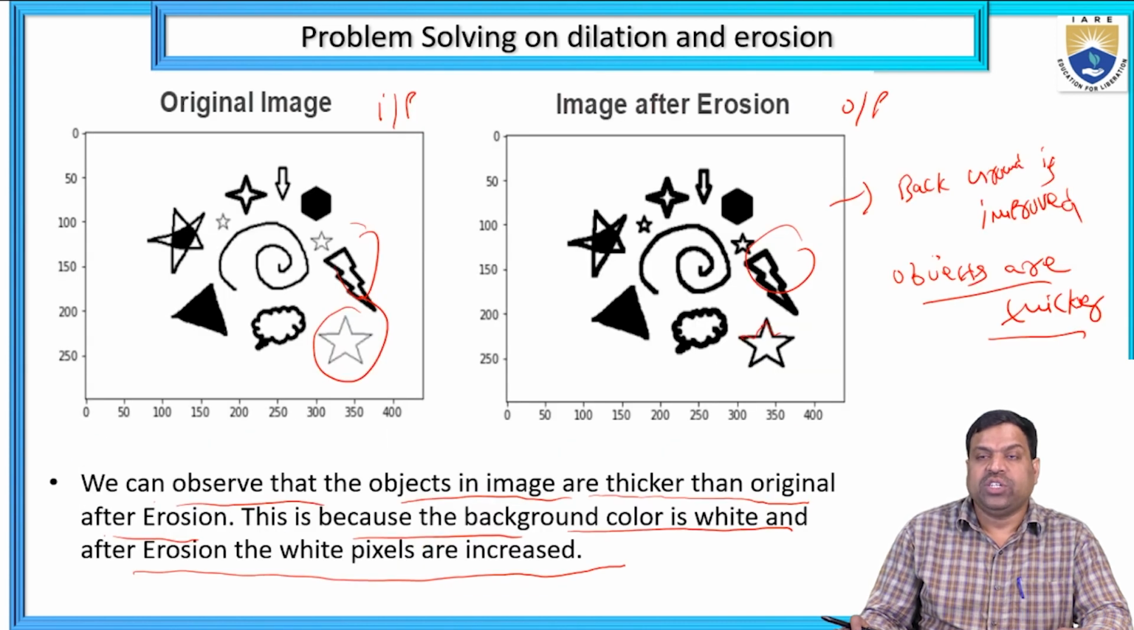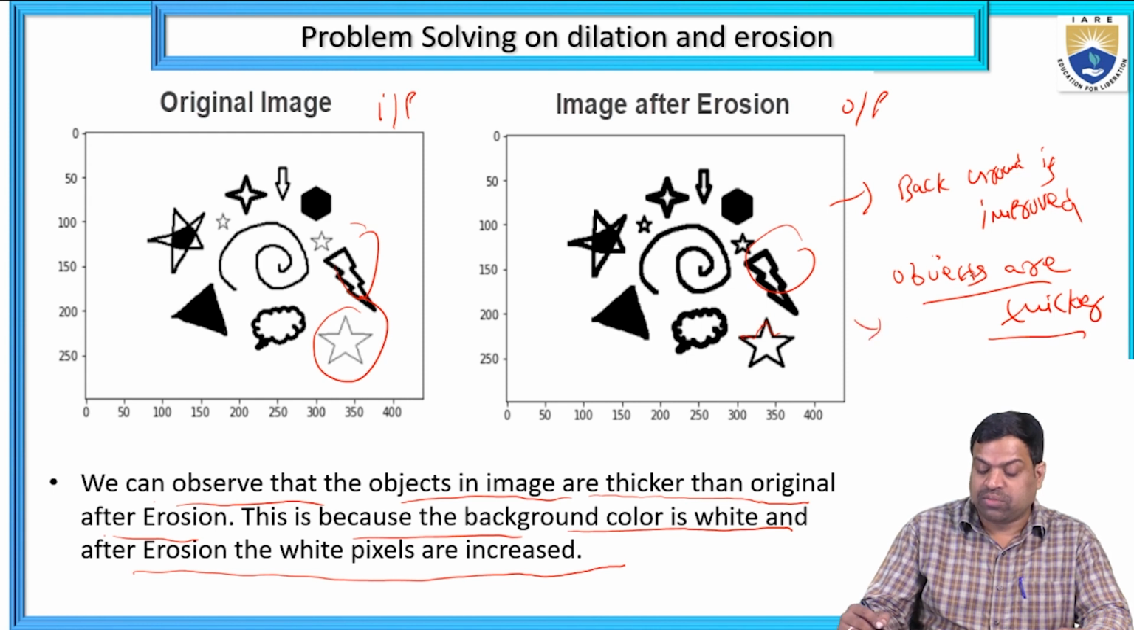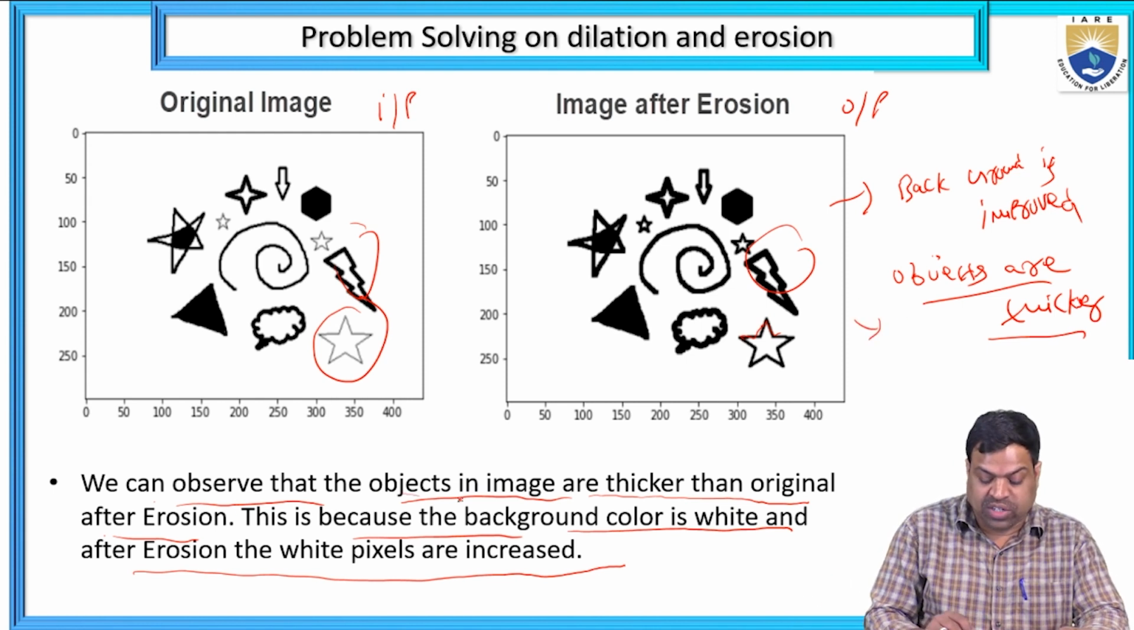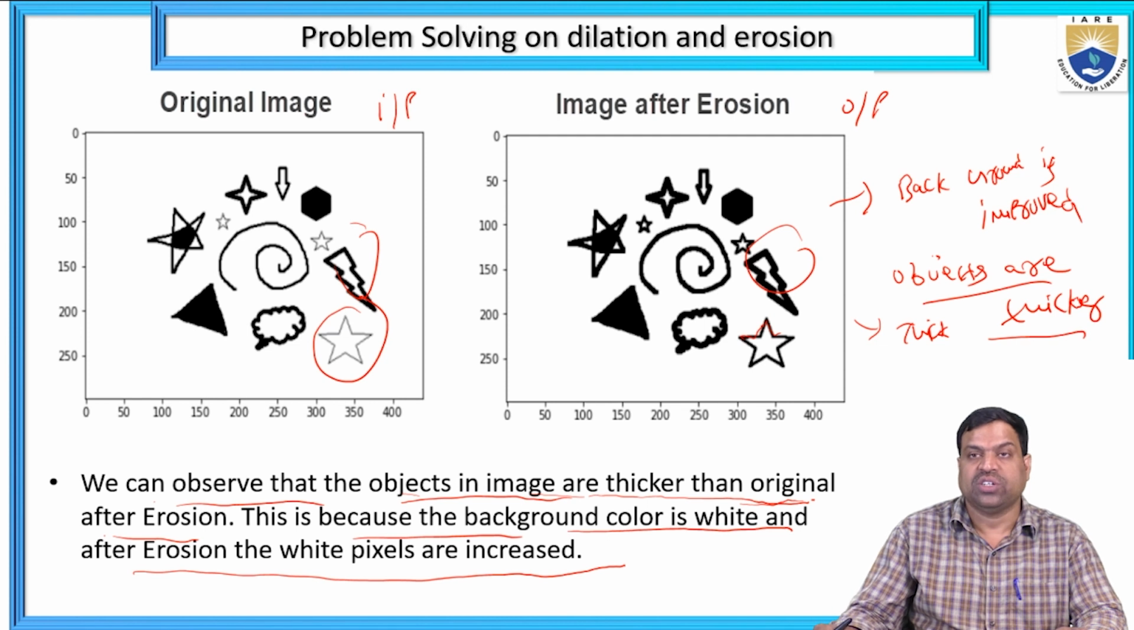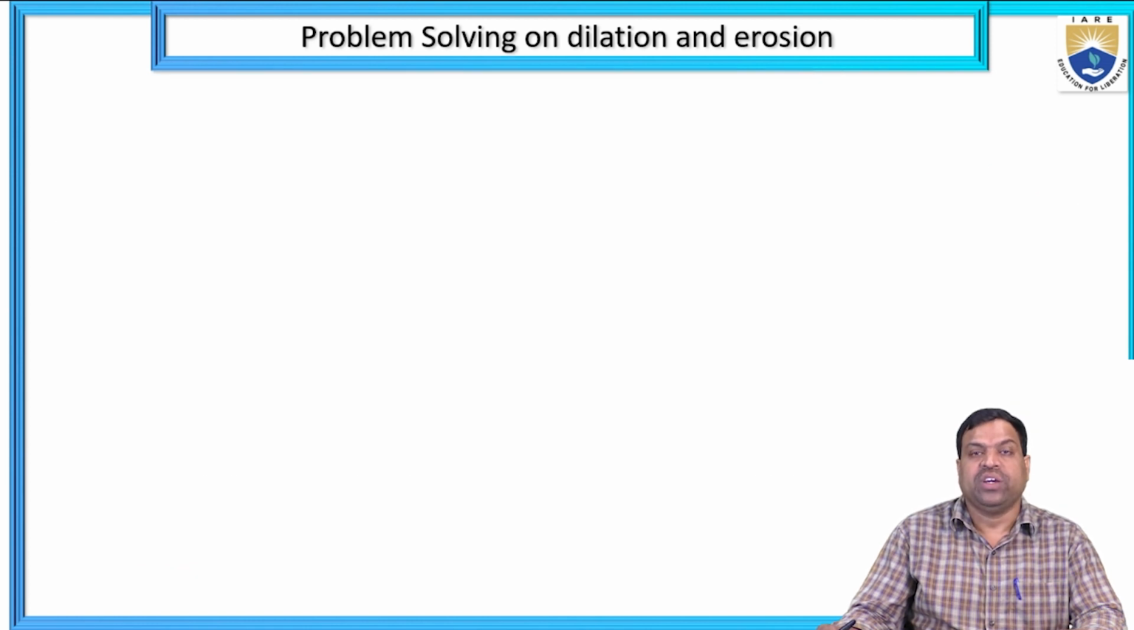In the image after erosion, the black cells are improved. Here we can observe that the object in the image is somewhat thicker than in the original image. In dilation, it is thinner. We can observe that the objects in the image are thicker than the original after erosion, because the background color is white and after erosion the white pixels increase.